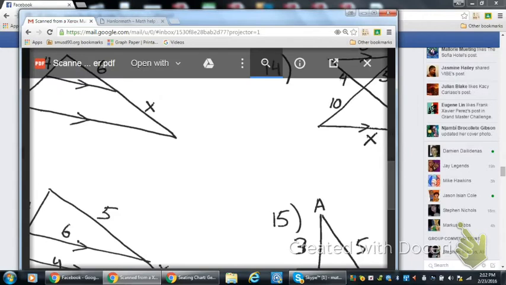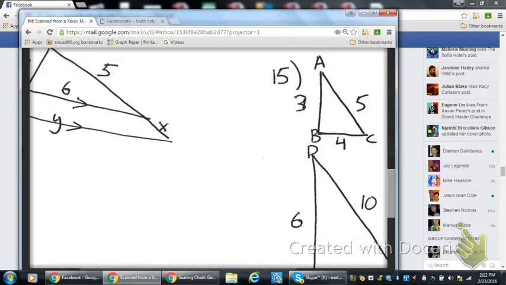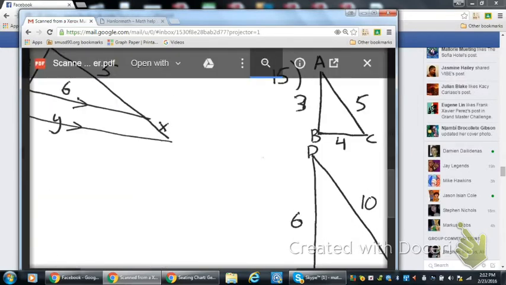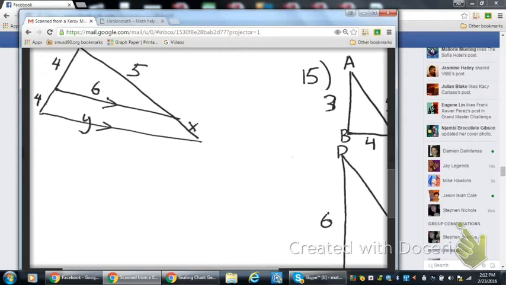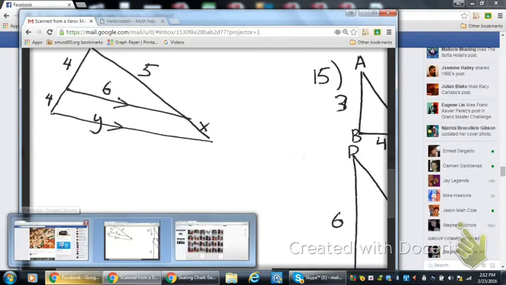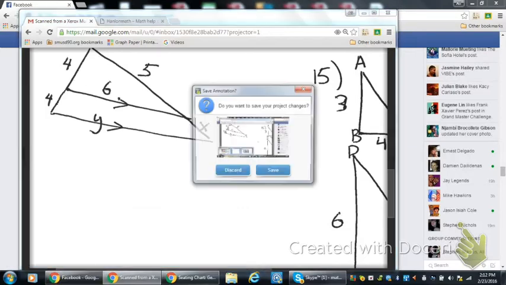All right, 12. Again, let's separate them. So this angle is going to be equal to this angle. Once you separate it, you really see the patterns much, much better. Let's get rid of this.